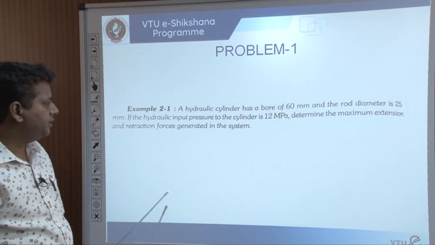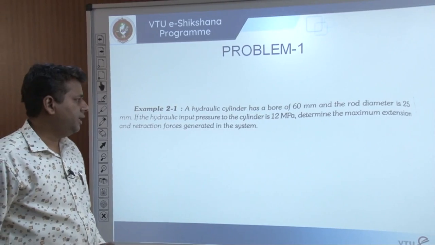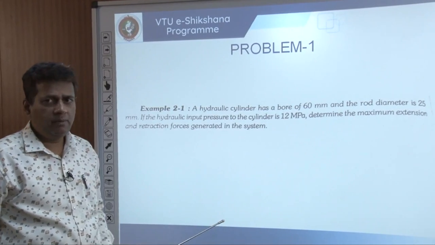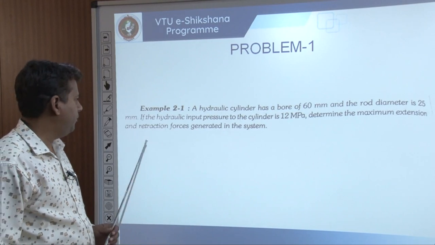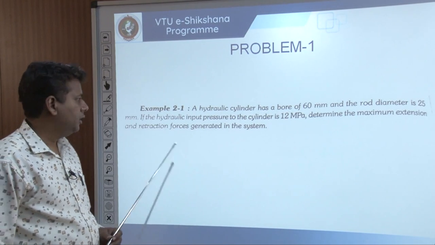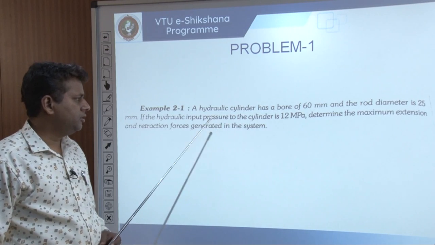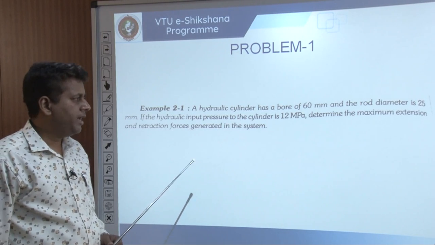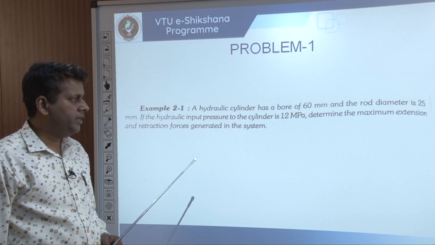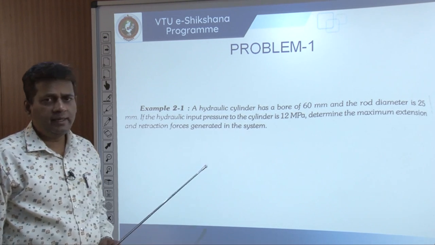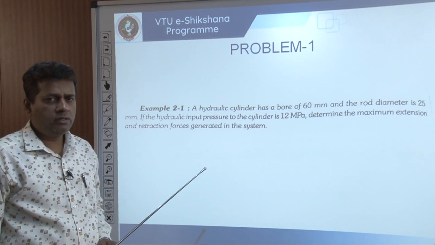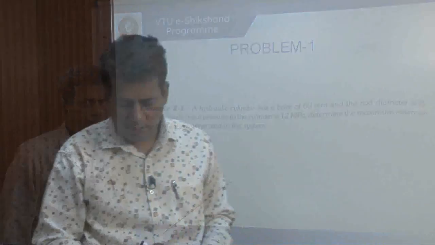The statement of the problem is like this. A hydraulic cylinder has a bore of 60 millimeter, and the rod diameter is 25 millimeter. If the hydraulic input pressure to the cylinder is 12 megapascal, determine the maximum extension and retraction force generated in the system. So, we will solve this problem on the board.